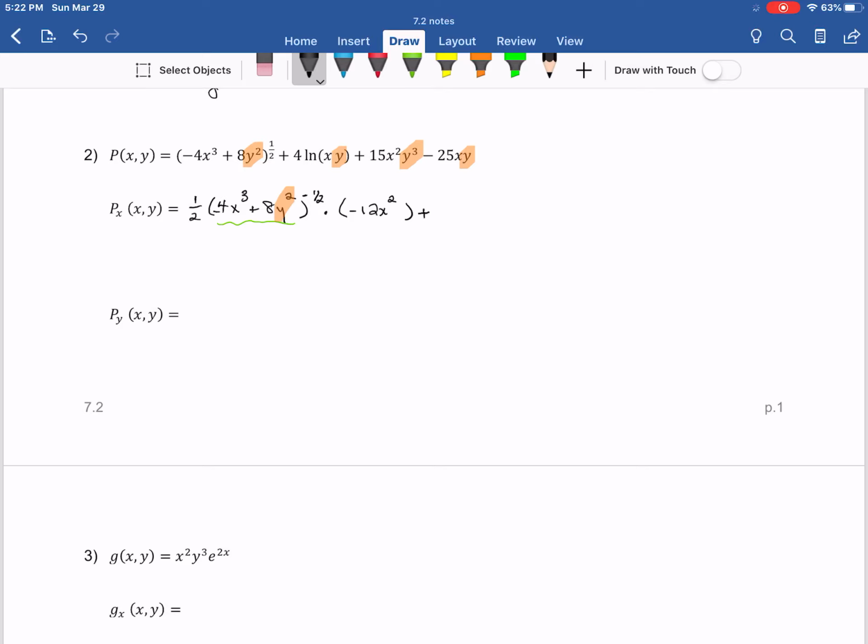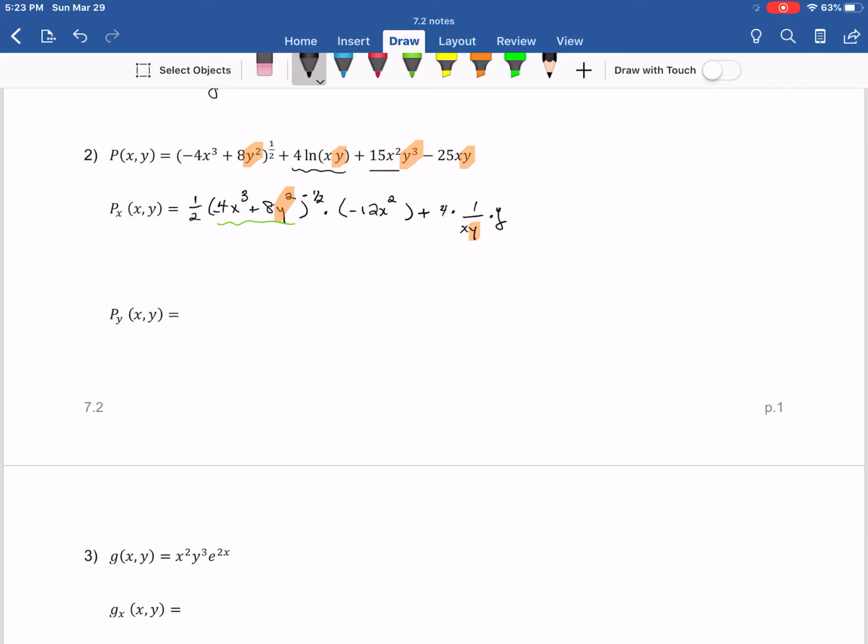The next term, underline it for you, is 4 natural log of xy. Derivative of a natural log is where you take 1 divided by whatever you had the log of. Don't change a thing. But now multiply by the derivative of what the bottom part says. Don't forget y is your constant. And so the derivative of xy with respect to x, so y is your constant, is y.